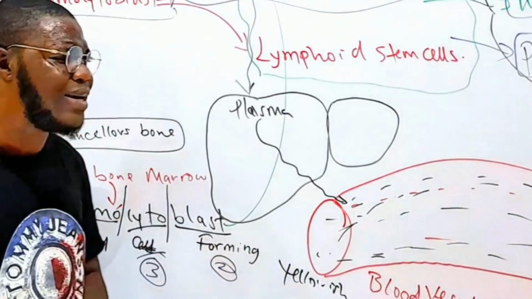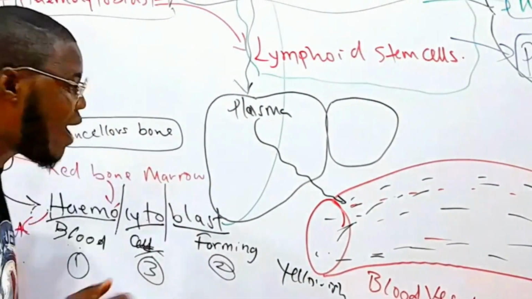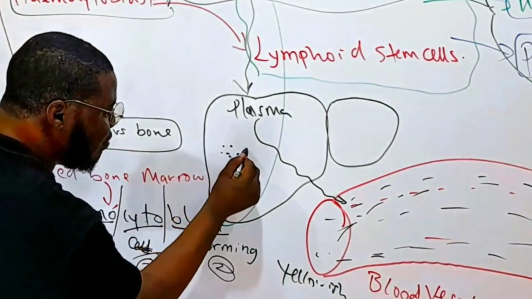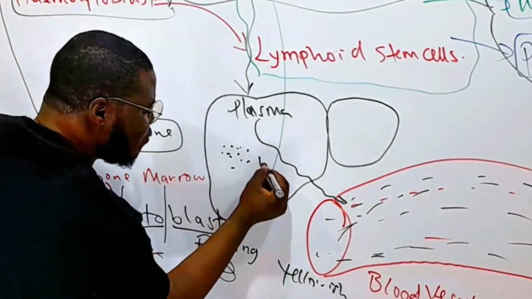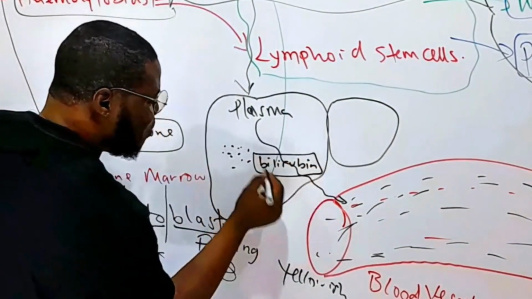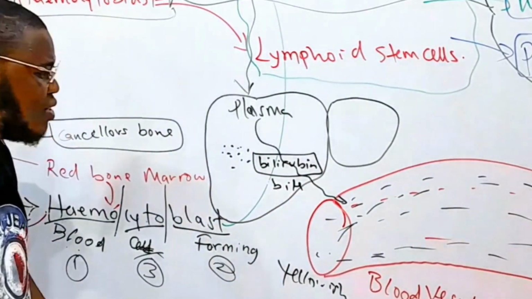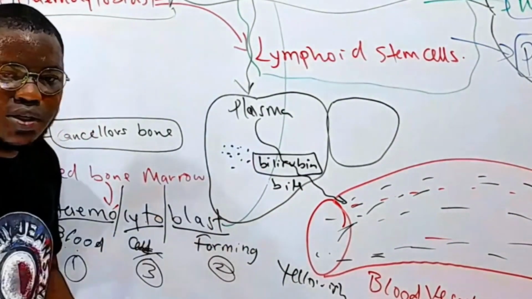And an objective question can ask you, what's responsible for giving the plasma its color? It is because when the plasma is being formed inside the liver, it mixes with a little bit of bilirubin. And bilirubin is a component of bile. So if you do not know that, forget about it for now. Just know that bilirubin is the one responsible for giving the plasma its color.